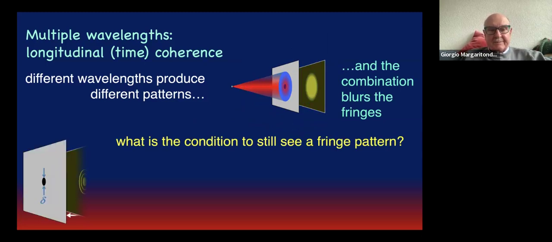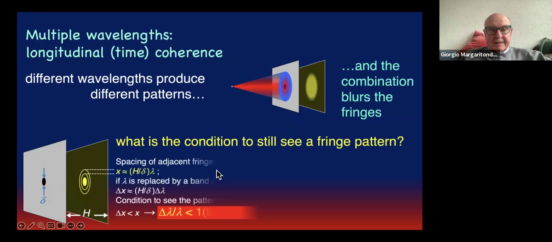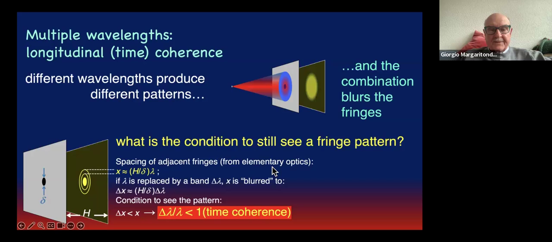The calculation is very simple, so I will not go into the details here, but basically you take the distance between the fringes from elementary optics, and this is the formula, and then you blur the wavelengths in order to get a band. And then you can see that the condition to see the pattern is that the blurring is smaller than the distance itself. And therefore, by taking this simple formula, you get delta lambda over lambda smaller than 1. Okay? And so this is the condition for time coherence.